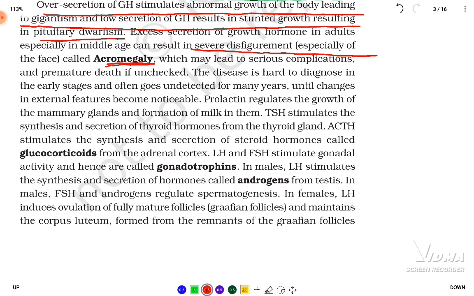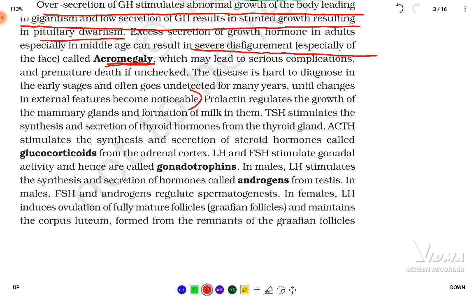Now the disease is hard to diagnose in the early stages and often goes undetected for many years until changes in external features become noticeable. So basically the changes are taking place in the body, a large amount of growth hormone has been secreted in our body, but we will not be able to know it unless we see the disfiguration in our external body. So that's all for the growth hormone.